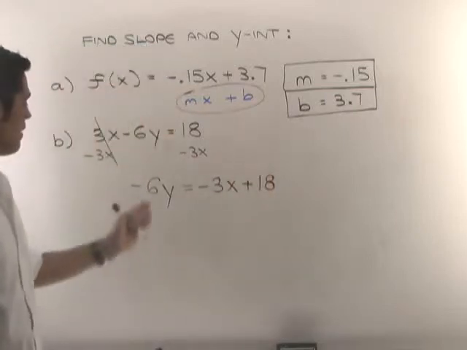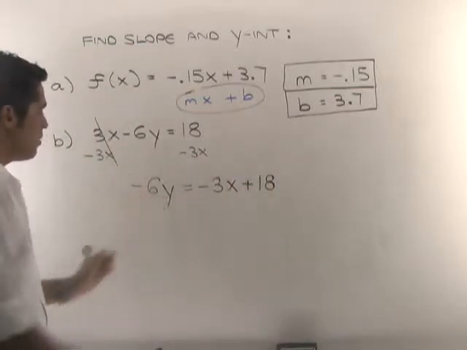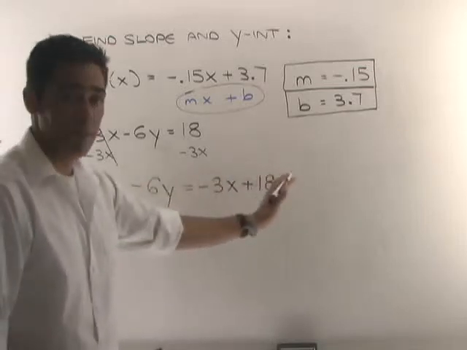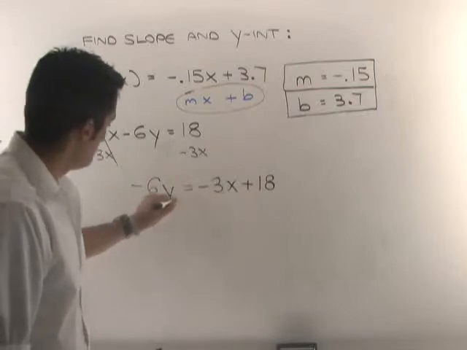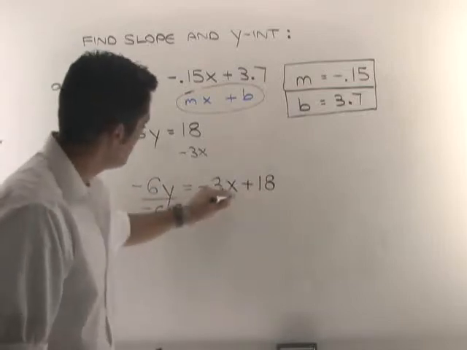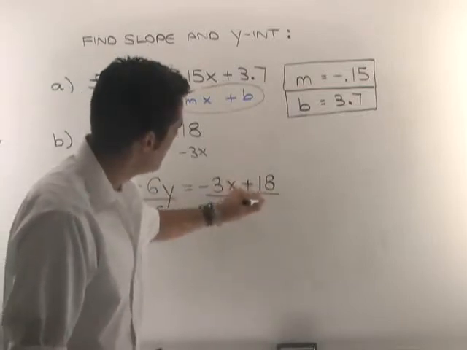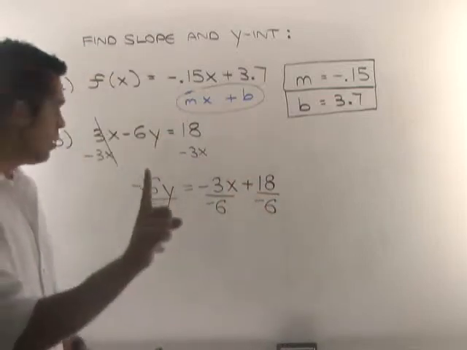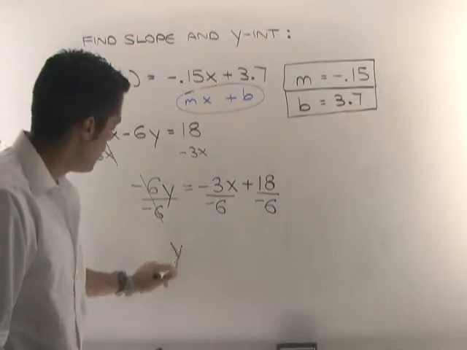All right, now we have our y term isolated, but we need to get rid of the negative 6 in front. So what I'm going to do now is divide everything, both sides, by negative 6. So I divide by negative 6 here, divide by negative 6 here, divide by negative 6 here, and see what happens. Negative 6 over negative 6 is 1. 1 times y is just y.